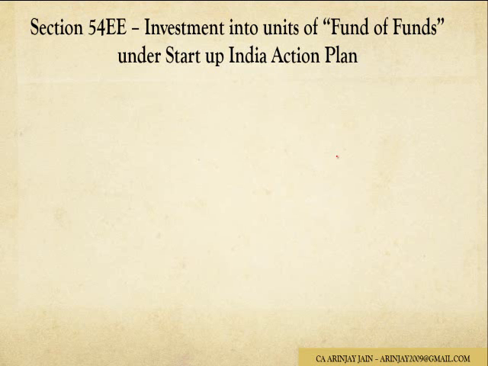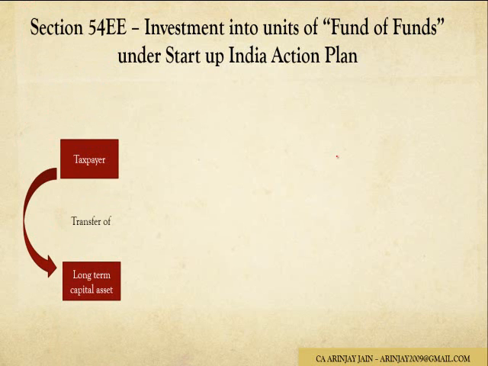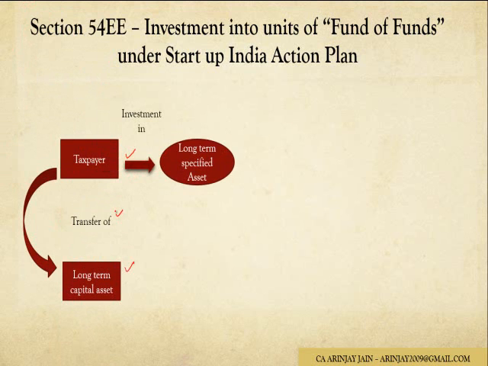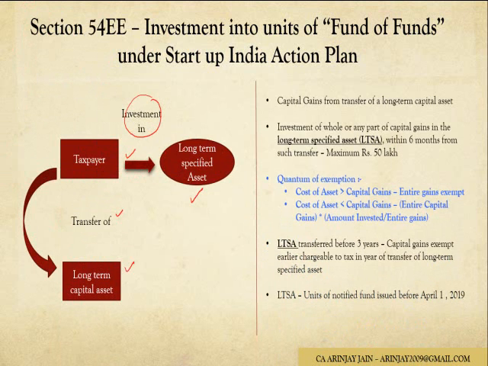Section 54E, investments into units of funds under Startup India Action Plan. So if there is a taxpayer who transfers a long-term capital asset and makes the investment of the capital gains into a long-term specified asset, in that case, the investment of the whole or any part of capital gains in long-term specified asset within 6 months from such transfer shall be exempt. Of course, I'm going to come to the quantum of exemption, subject to a maximum of 50 lakh rupees.